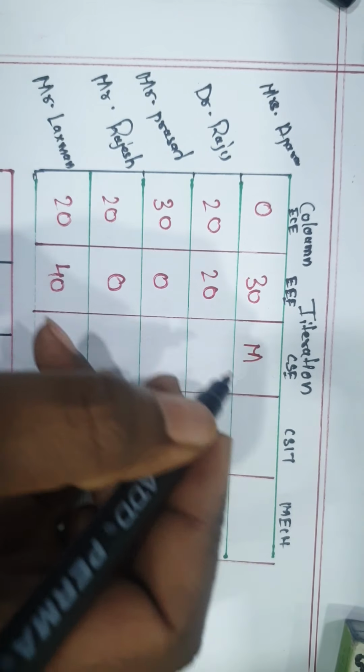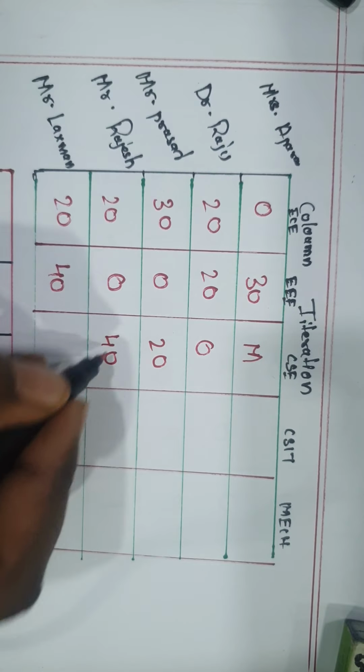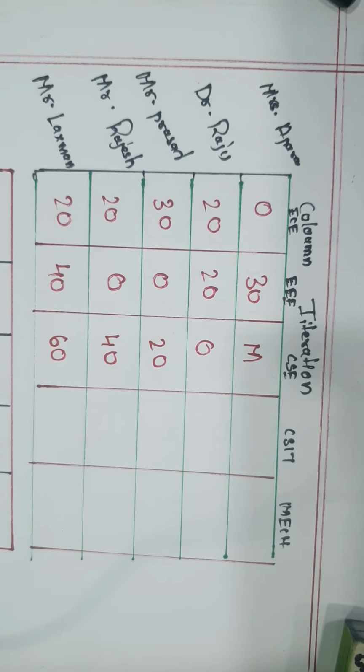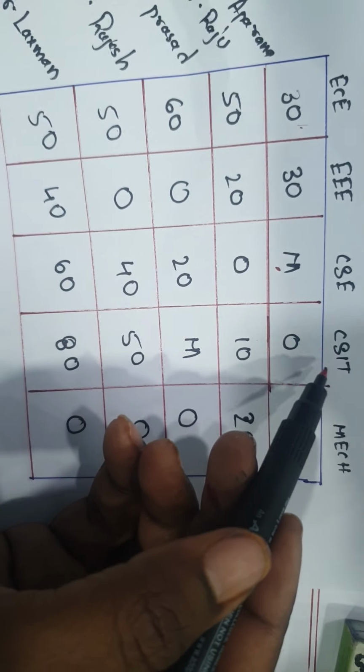So write down as it is. This one is 0. Next one is the 20. Next one is the 40. Next one is the 60. Next one is the CSIT, the IT branch.